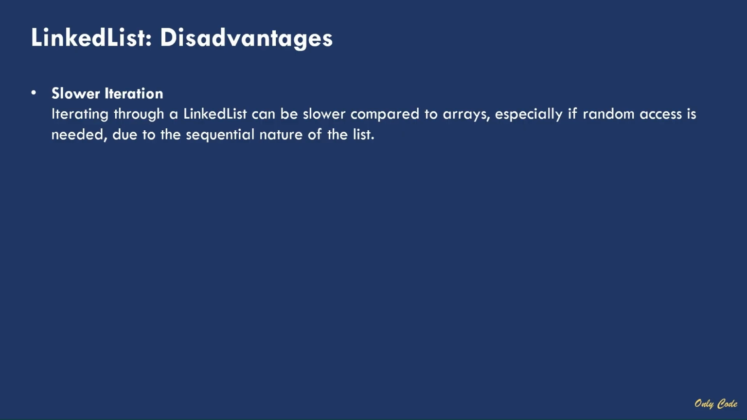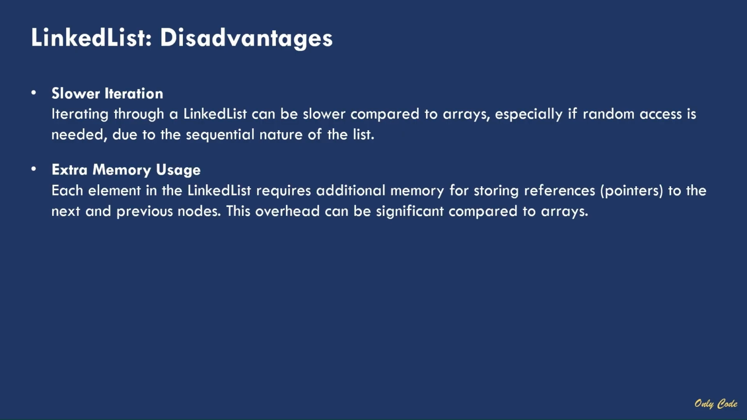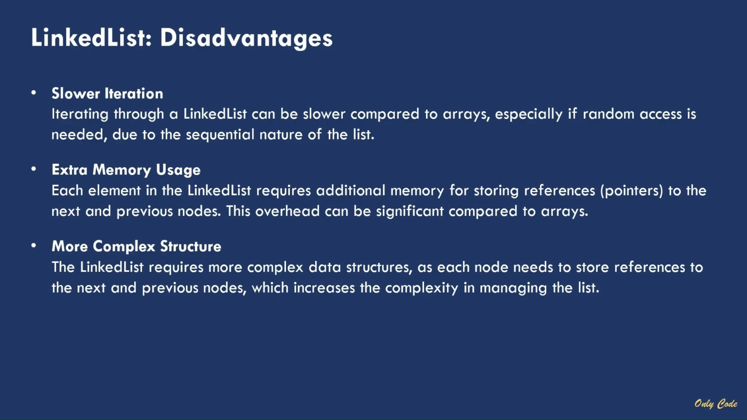Extra memory usage. Each node in a linked list stores not only the data but also pointers to the next and previous nodes. This means more memory is used per element compared to arrays, which only store the values themselves. More complex structure. The internal structure of a linked list is more complex. Managing multiple references for each node adds to the overall complexity, both in terms of logic and potential for bugs.